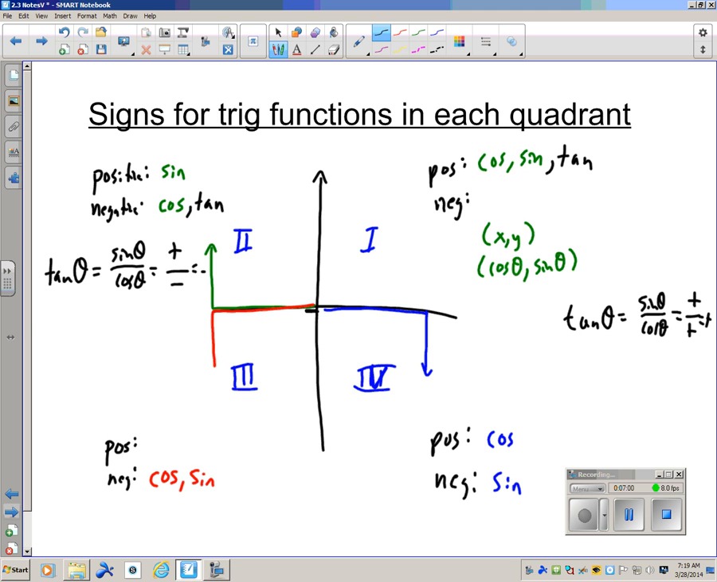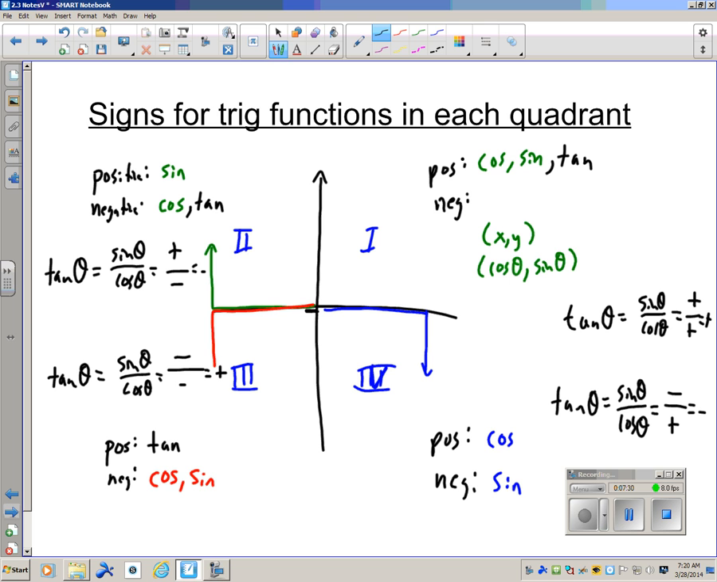In quadrant 3, you can think through it the same way. Tangent is sine over cosine. But all our sine values down here are negative, and all our cosine values are negative. So a negative divided by a negative is a positive. So our tangent is positive. And then in quadrant 4, we can do sine divided by cosine. Since we've got one of each, a negative divided by a positive, we're also going to get a negative. So down here in quadrant 4, tangent is negative.